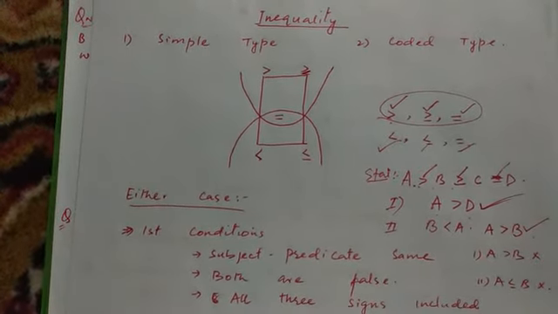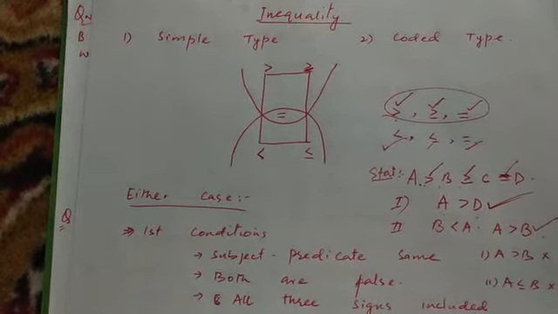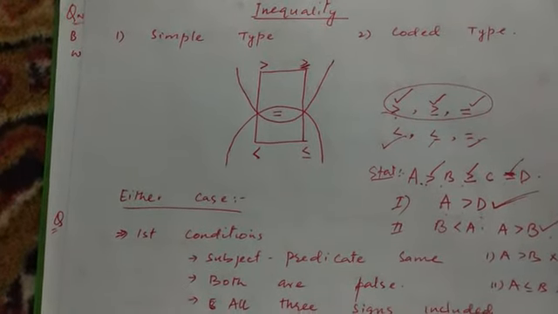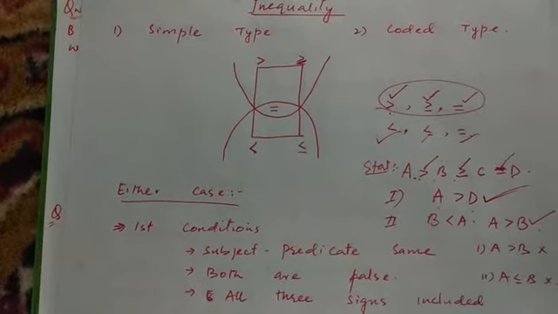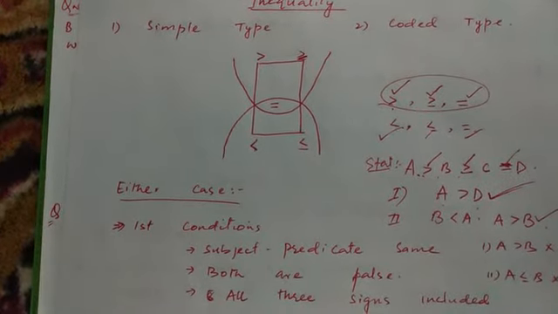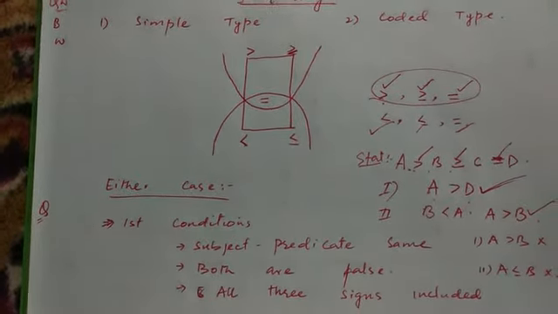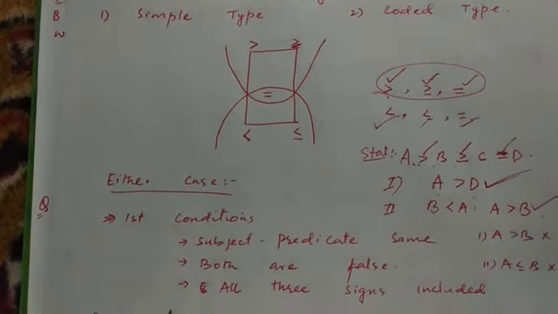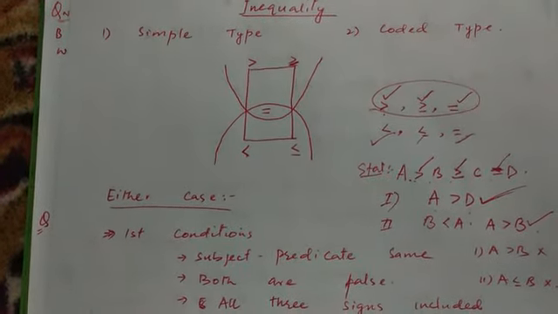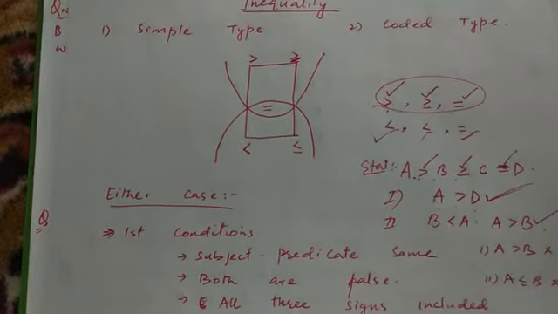That inequality is of two types. One is simple type and next is coded type. In this lecture we will try to learn the concept of the simple type, and in next lecture we will try to solve the questions based on the coded type.